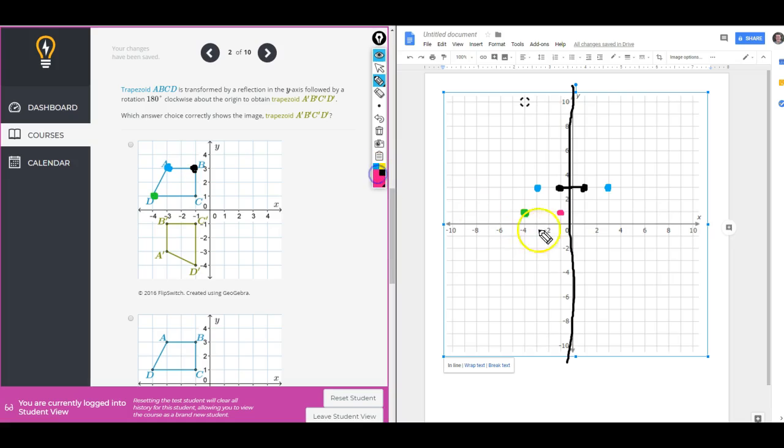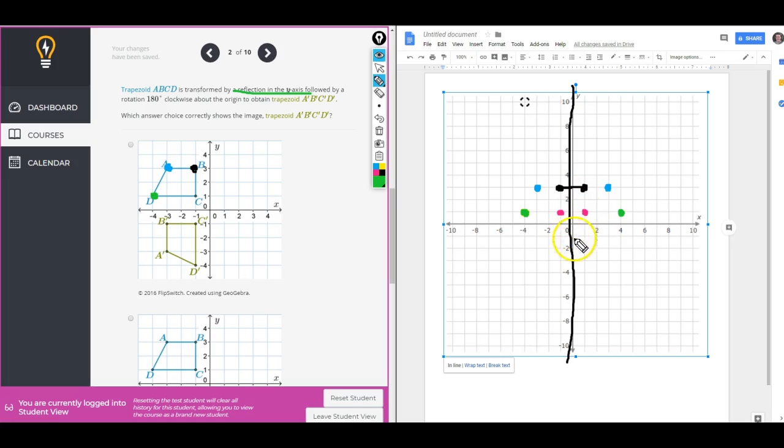Point C is 1 unit away from the line of reflection, so it'll be 1 unit away on the other side. And point D is 4 units on this side, so it'll be 4 units on the other side. So that is our first reflection about the y-axis. Now it's going to be followed by a rotation 180 degrees clockwise.